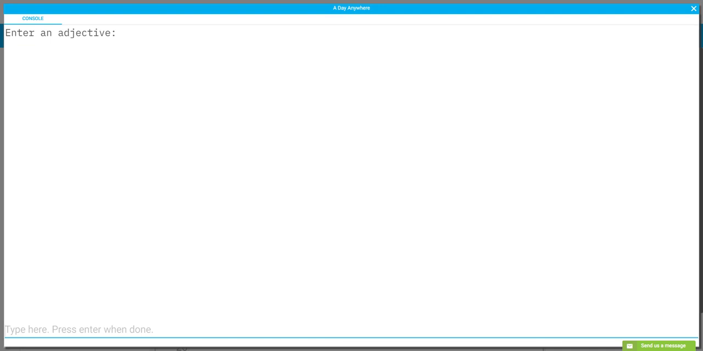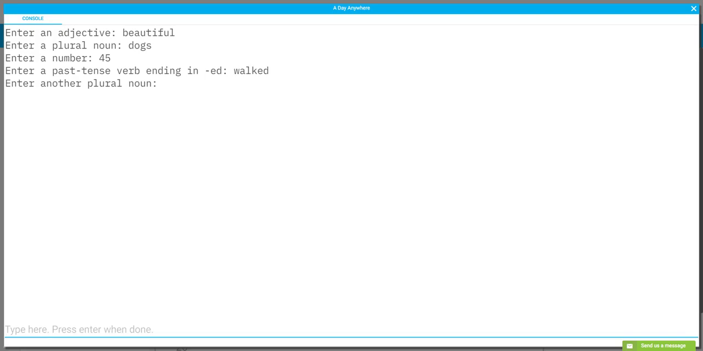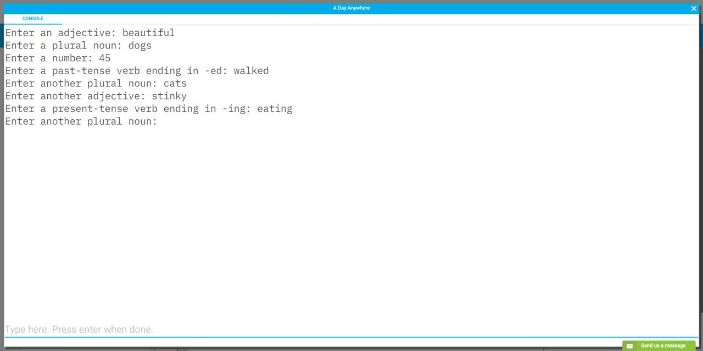Enter an adjective. An adjective is a word that describes a person, place, thing, or idea, like beautiful. Enter a plural noun that means more than one, like dogs with an S. Enter a number, 45. Enter a past tense verb ending in ed, something like walked. Plural noun, that's more than one. I'm going to say cats. Another adjective, I'm going to say stinky. Present tense, ending in ing. Eating. Another plural noun, let's say worms.